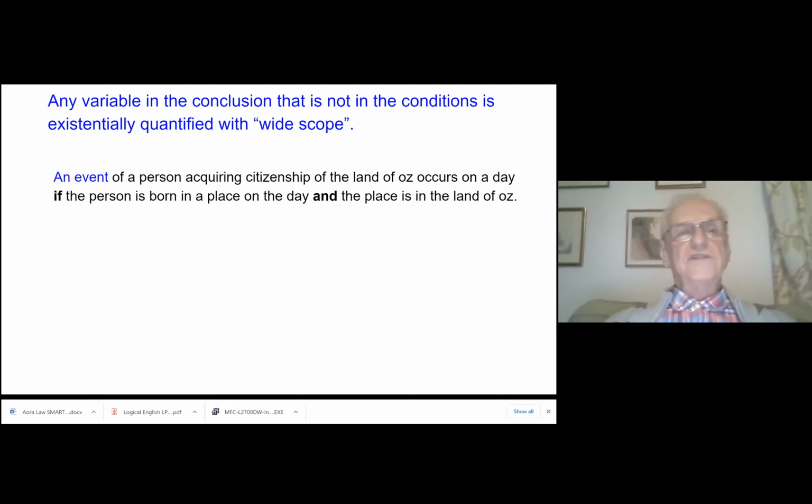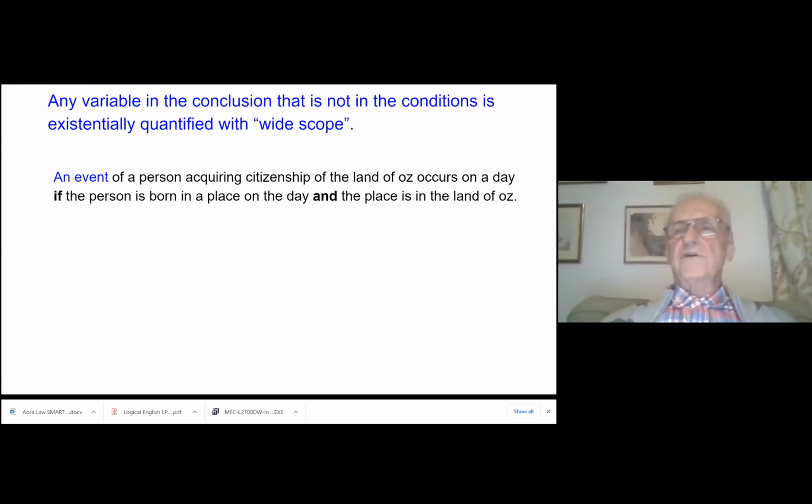But notice that when we say an event of a person acquiring citizenship occurs on a day, if the person is born in a place on the day and the place is in the land of Oz, the natural way to read this sentence is that the variable an event is existentially quantified. That is to say, it is not that all events occur, but rather there exists an event, which is a function of the person, of the place, and of the day. So basically, that means we have wide scope.